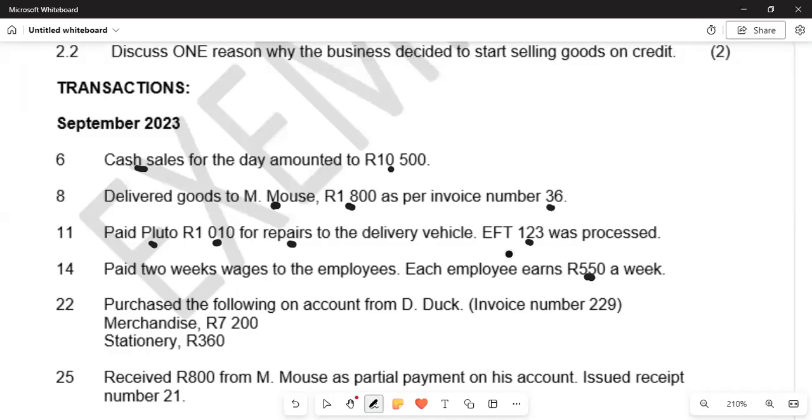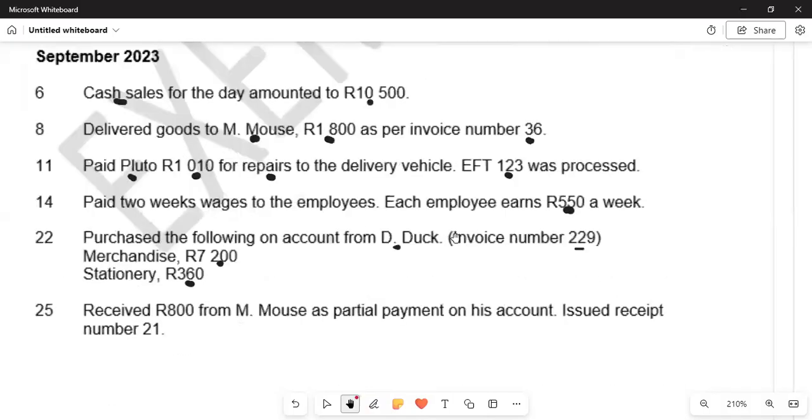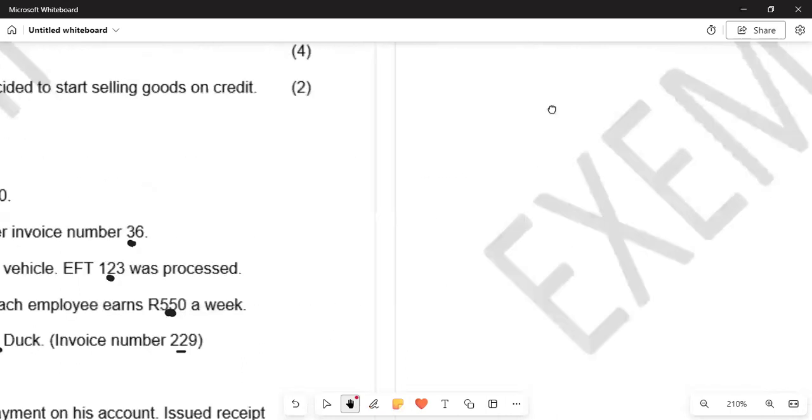Purchased the following on account from DD DAC, invoice number 229. That is merchandise, which is trading stock, and stationery. It simply says we bought this from the supplier on credit. Received 800 from M-Mouse as a partial payment of his account, issued receipt number 21. Remember, we sold the goods on credit to M-Mouse. So from that 1,800 we talked about, they only paid us 800.